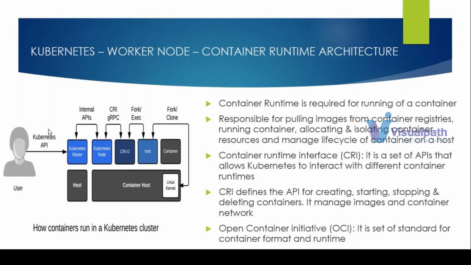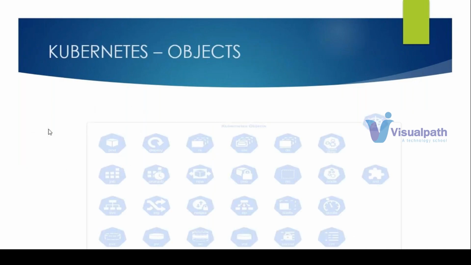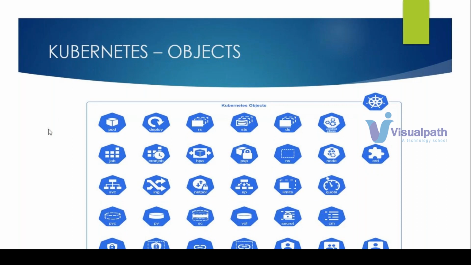Okay, now I was talking about the most important Kubernetes objects, so I tried to list all the objects in one place. You can see here the pod, deployment, replica set, daemon set, control plane, job, cron job, HPA, namespace, node, service, ingress, limits, quota, PVC. There are a lot of objects Kubernetes provides as part of the implementation.